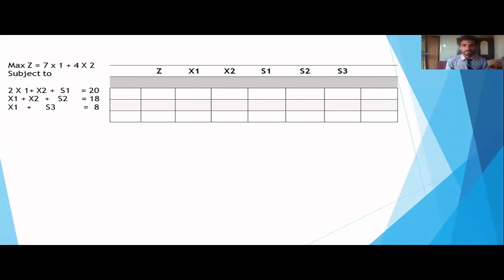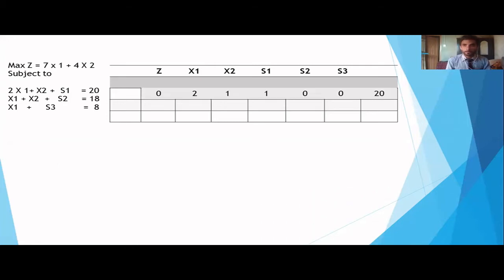Let me start by placing the first constraint, x1 plus x2 plus s1 equal to 20. In the row corresponding to the first constraint, we will place the coefficient of each variable. If a variable does not appear in that equation, its coefficient is 0. In this way, the row that corresponds to the first constraint will have the following values.